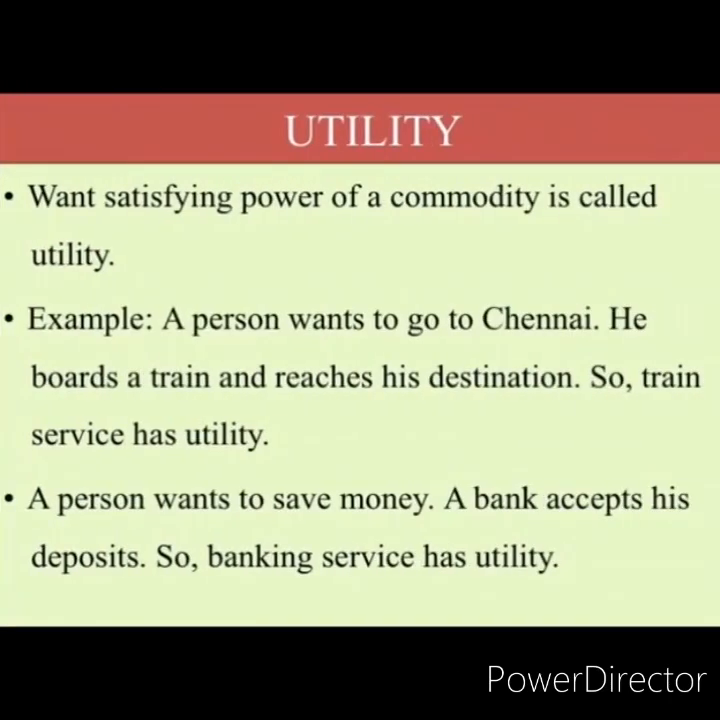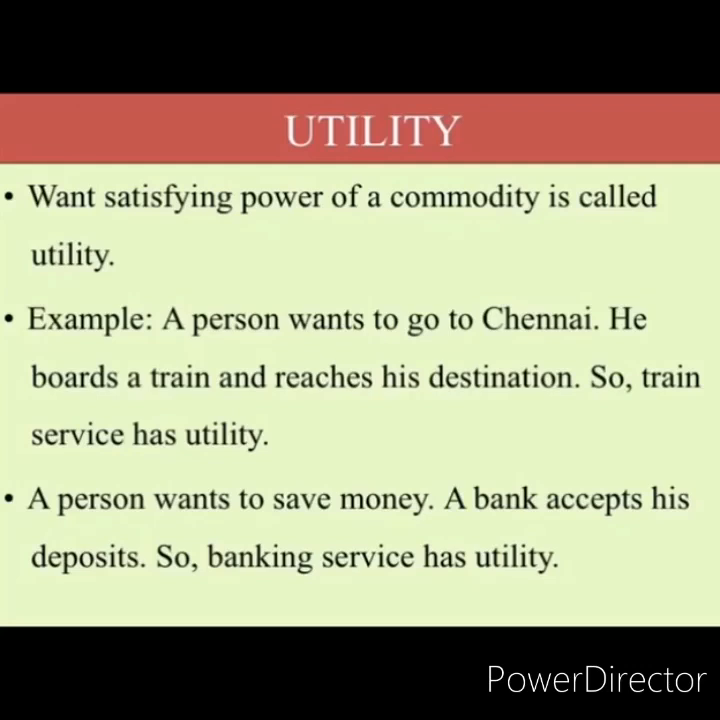Next term is utility. Now what is utility? Utility means want satisfying power of a commodity. If a commodity has a want satisfying power, that means that commodity has utility. For example, if a person wants to go to Chandigarh or Chennai, he boards a train and reaches his destination. So, train service has utility because train service is fulfilling the want of the person.